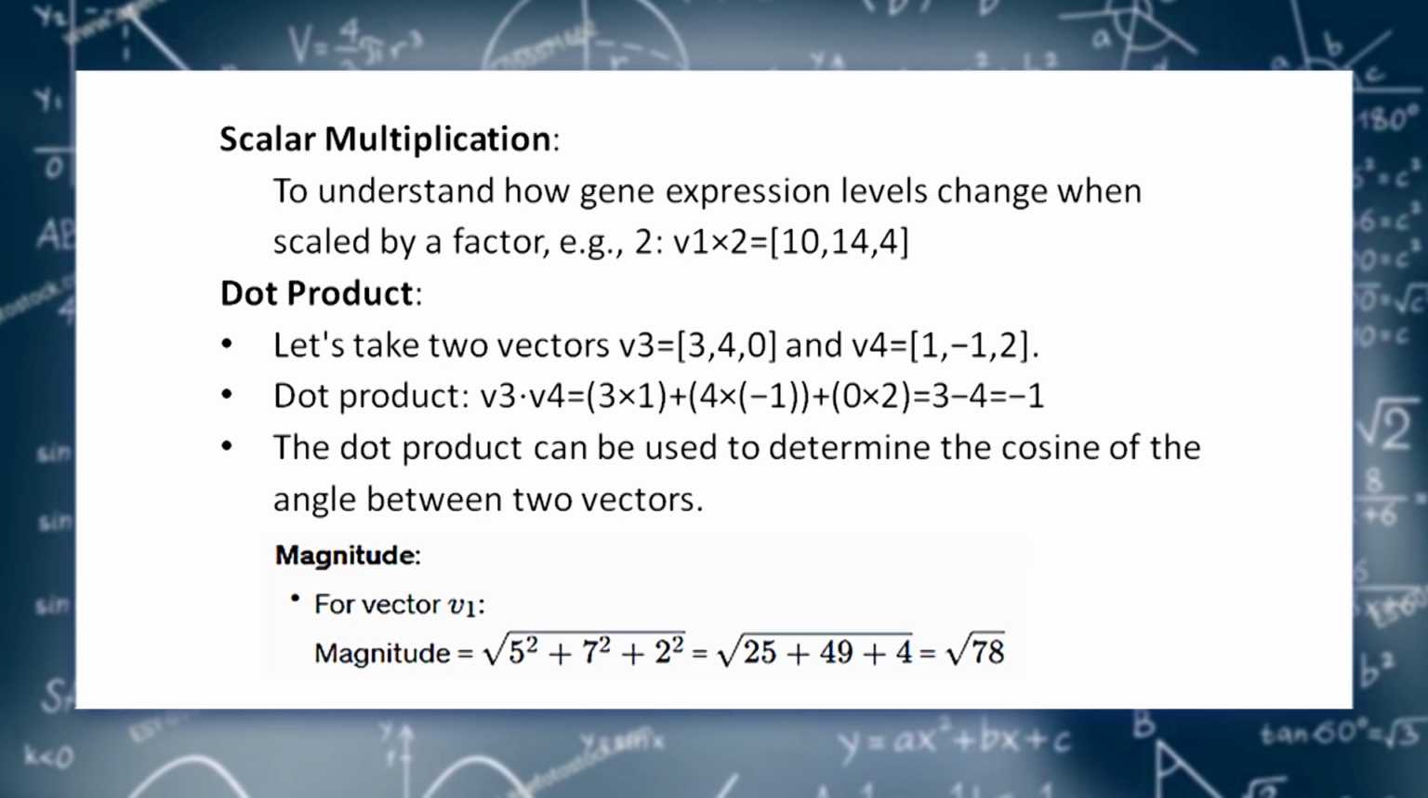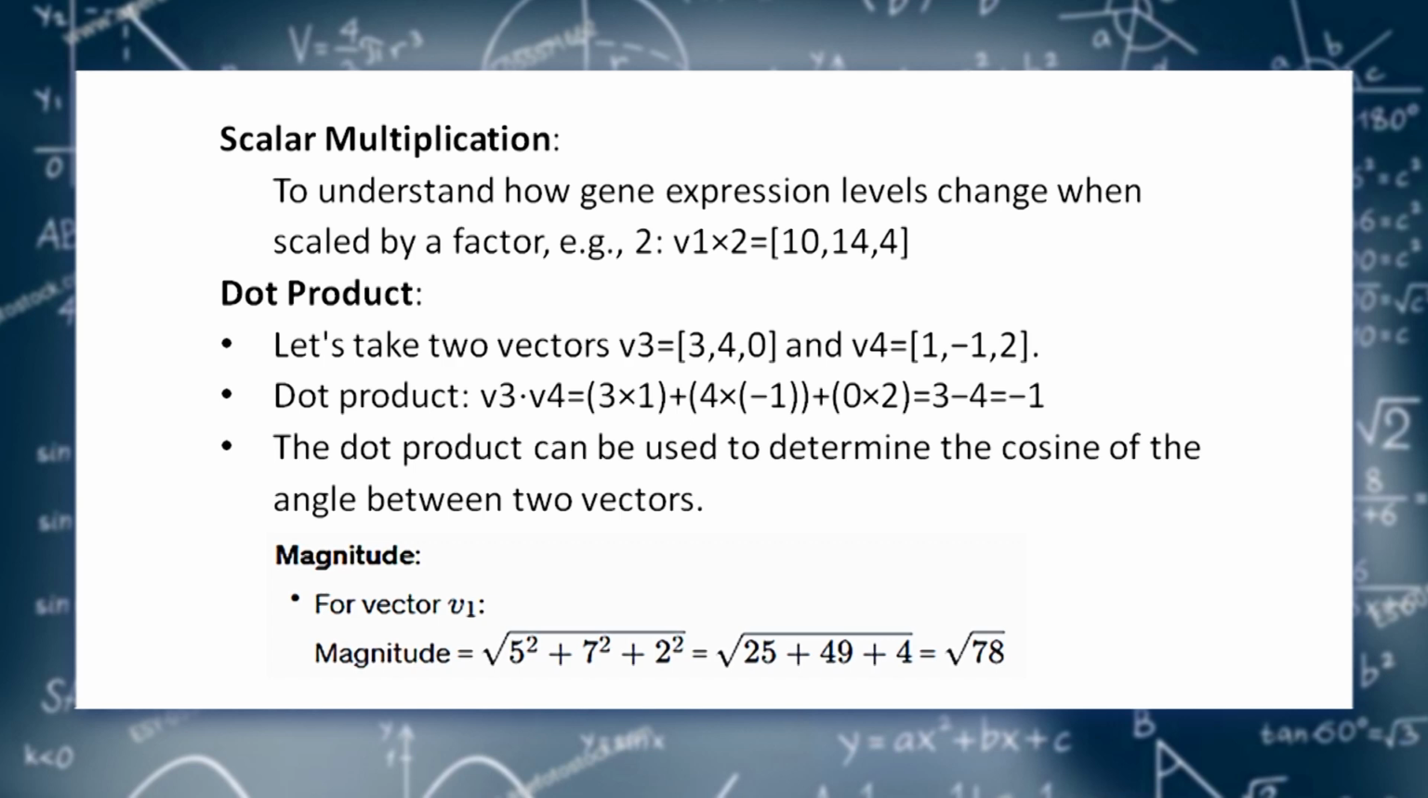Let us take two vectors, one is V3 and another one is V4. In V3 we have 3 elements, 3, 4 and 0, whereas in V4 we have 3 elements, 1, minus 1 and 2. So, the dot product or scalar product of these two vectors is represented by V3 dot V4. Again we have to multiply the corresponding position elements, that is, the first element of V3 should be multiplied with the first element of V4, the second element of V3 should be multiplied by the corresponding second element of V4, and so on. So, we have 3 into 1 for the first elements of V3 and V4. Similarly, the second element multiplication is 4 into minus 1, and the last element of V3 and the last element of V4 give the multiplication 0 into 2.